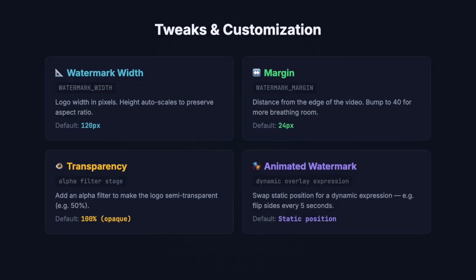And even more impressive, you can create animated watermarks. If you want the logo to move, you can swap the static position for a dynamic expression. For example, you can make the logo flip from one side to the other every 5 seconds. That's more advanced, but it's all standard FFmpeg filter syntax.